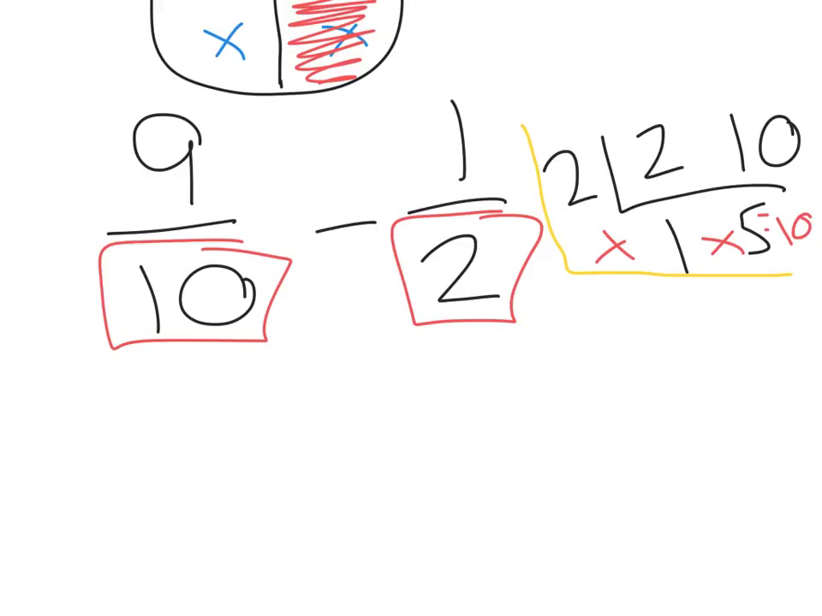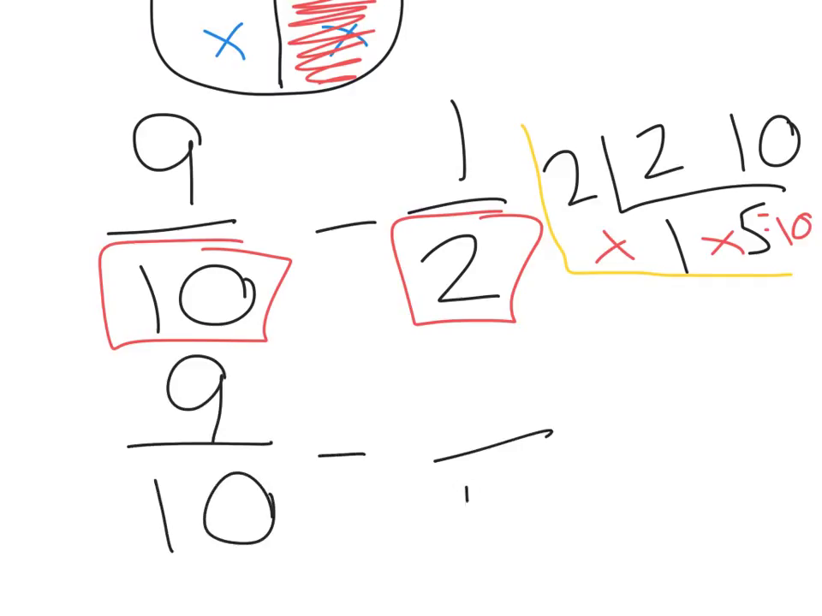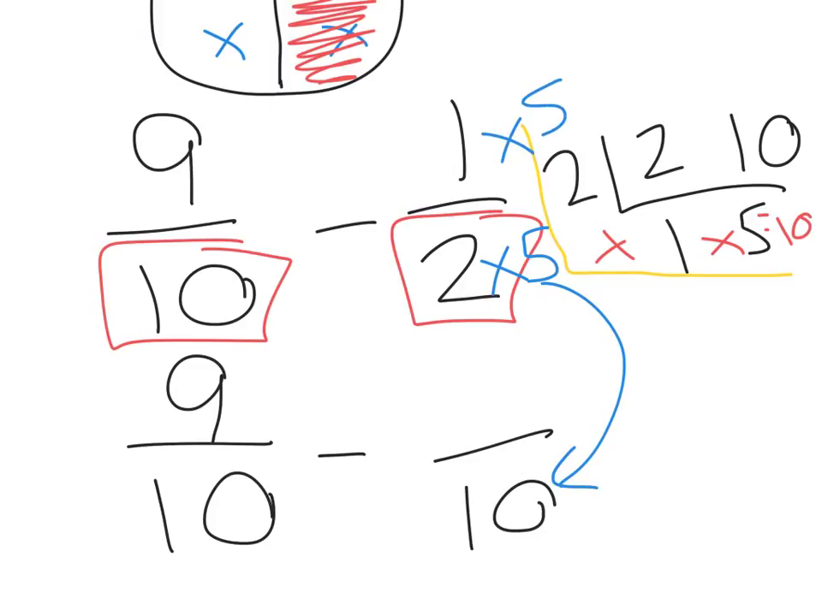So now that I know my common denominator is going to be a 10, I can go ahead and rewrite my 9/10. That's going to stay the same. And I know I have to change my second fraction to have a denominator of 10. So what am I going to do up here with my 1/2? Well, I know I have to multiply 2 times 5 to get 10. And then I would also have to multiply my 1 times 5, which would be 5.